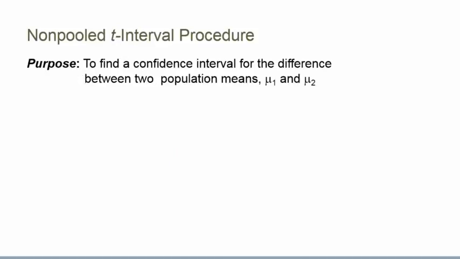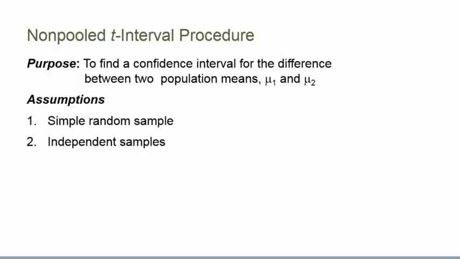Non-pooled t-interval procedure. Purpose: to find a confidence interval for the difference between two population means, mu sub 1 and mu sub 2. Assumptions: 1. Simple random sample. 2. Independent samples. 3. Normal population or large sample.